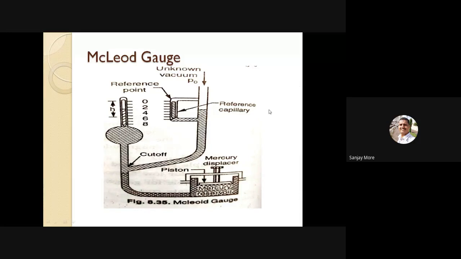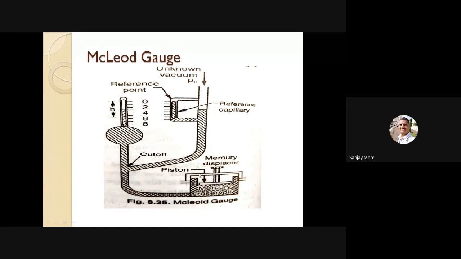Here two capillary tubes are connected. In one capillary, the bulb is connected. Here this reference capillary, and this zero point is called the reference point. And this reference capillary is connected to another capillary. Here this connection is called the cutoff point. Here, from this capillary to this bulb, vacuum is present, and at the bottom side is the mercury reservoir, where mercury is present.